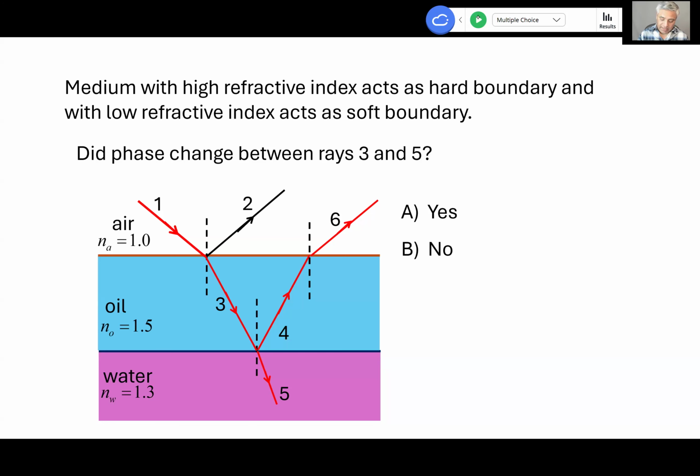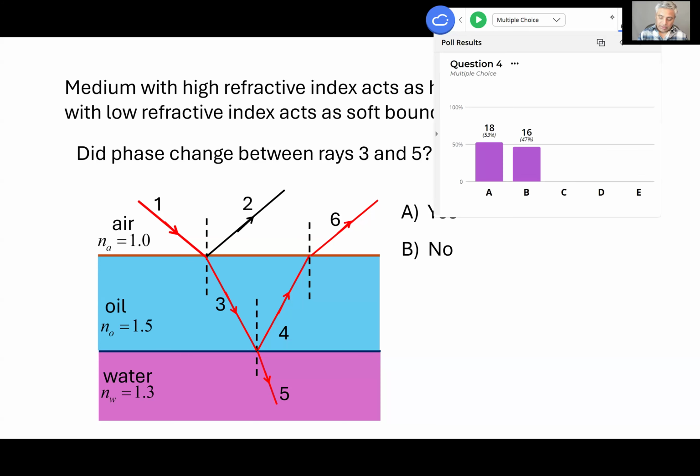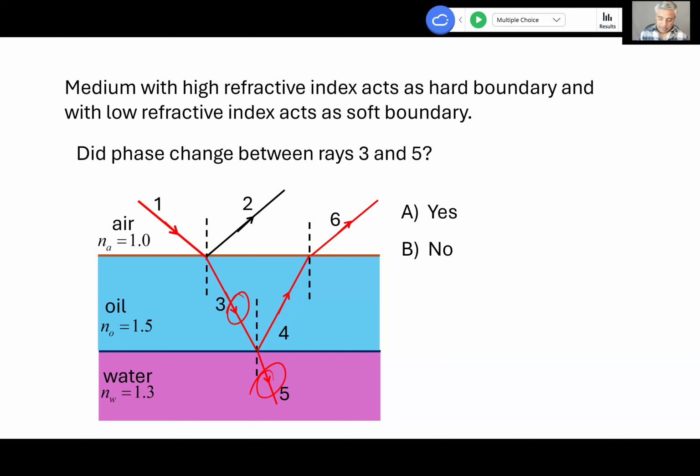So in this case, refraction is happening. It doesn't matter whether it's a higher or lower refractive index, as long as they are refracting or transmitting, there is no phase change. So, no phase change. Still looks like a lot of you are still confused. I don't know why. Refraction, no phase change. It doesn't matter what kind of boundaries those are.